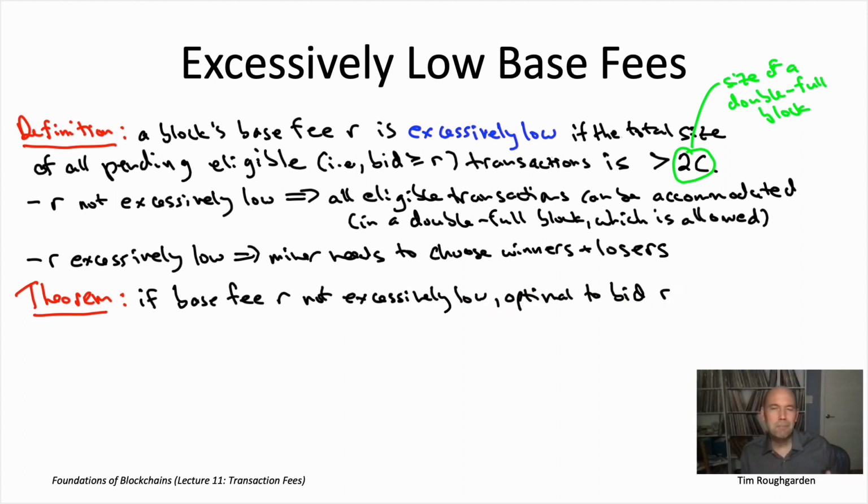Or if you don't want to be a cheapskate and bid literally the minimum possible amount, little r, you could imagine adding a small tip to the miner. So bidding r plus delta instead of r.